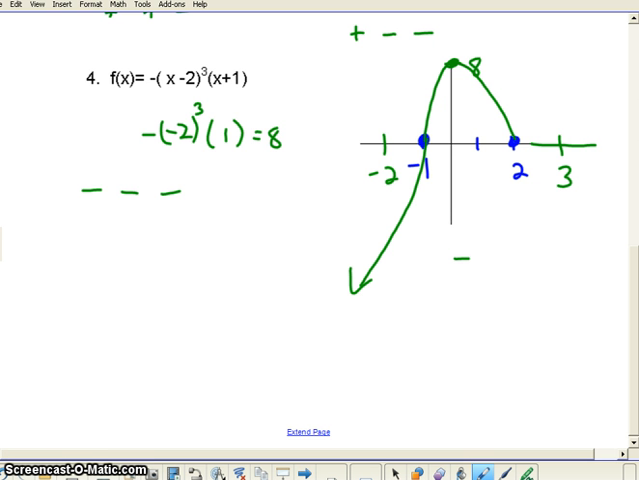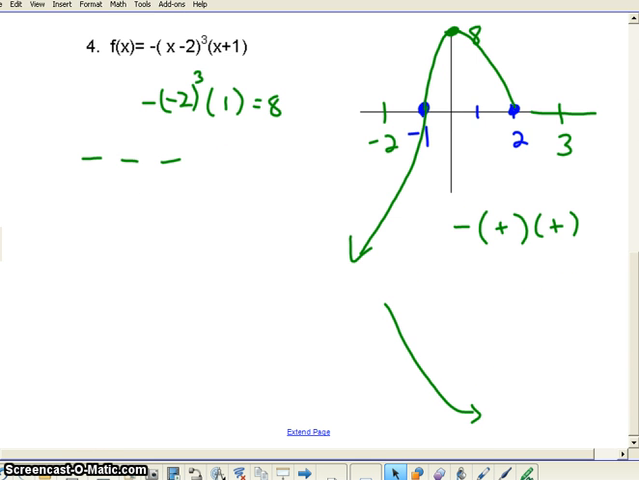Well, let's see. Negative for the negative in front. Okay, 3 minus 2 is a positive number. And then 3 plus 1 is a positive number. So negative times positive times positive. Now it kind of looks like a parabola in a way, but I want to point something out to you guys. It curves through it.